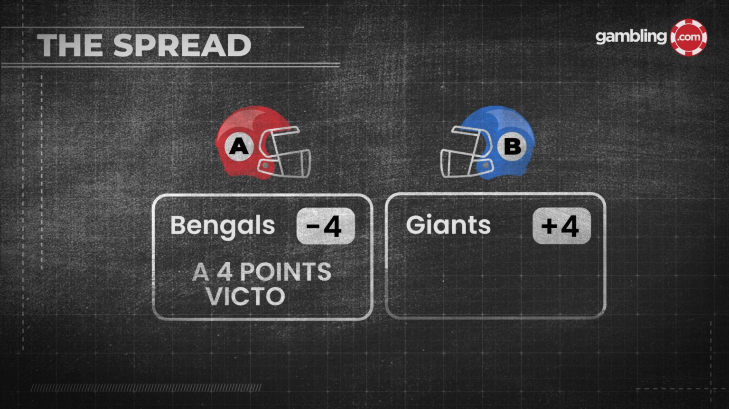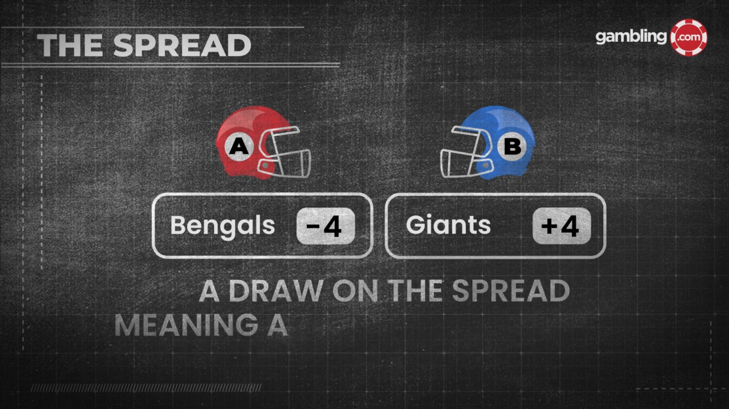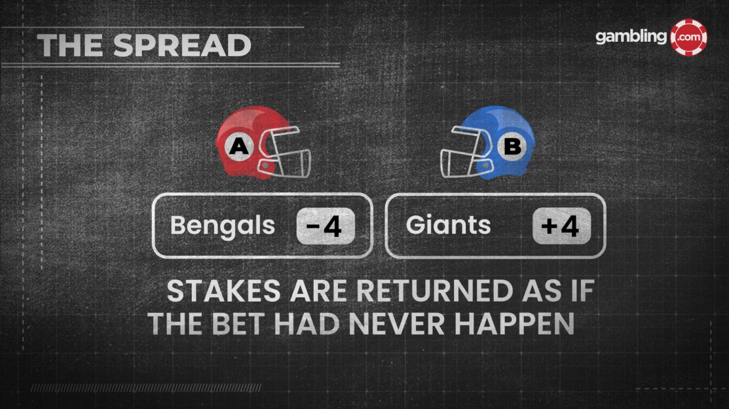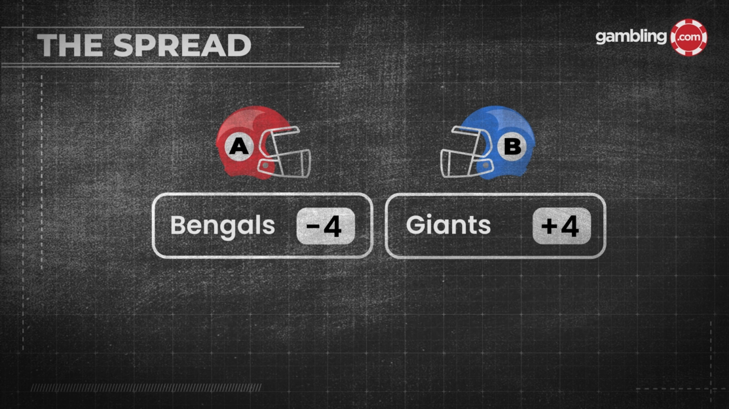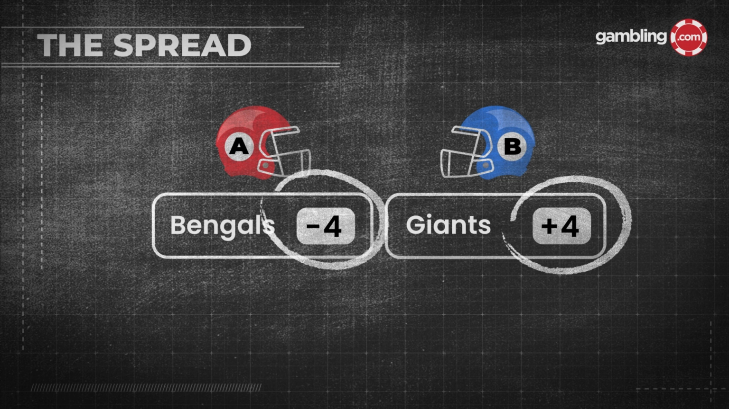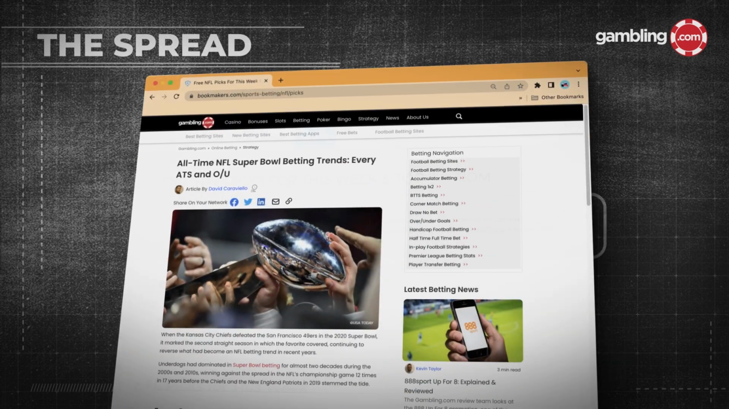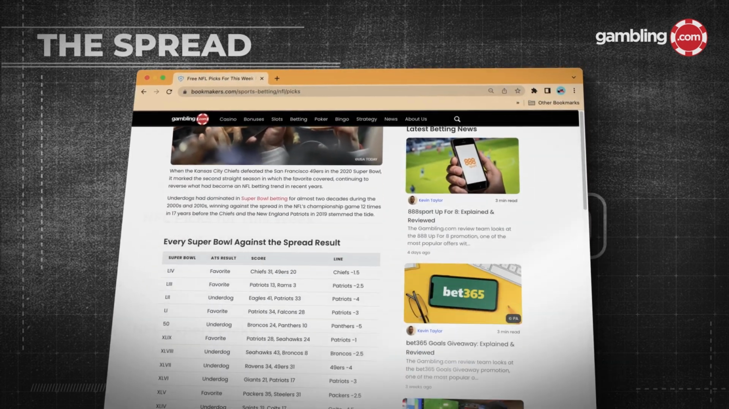A 4-point victory for the Bengals would mean a draw on the spread and all bets would be pushed. This means stakes are returned as if the bet had never happened. To work out the result of a spread market, apply the plus or minus handicap to your selected team's score, and if they are winning, you win. Spread prices can change dependent on the volume of money placed by NFL fans on the market, so watching the spread price is crucial. Spreads will vary from sportsbook to sportsbook.